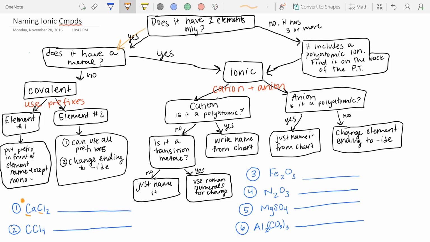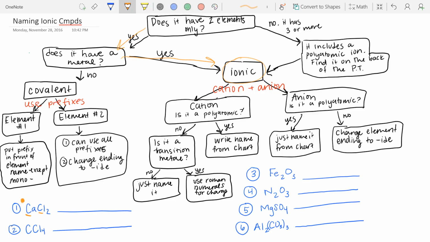So we're going to follow that over here. But the next question is, does it have a metal in it? So we need to decide, is calcium a metal? Now we know calcium is on the left side of the staircase, so the answer is yes, it does have a metal. So we're going to follow this arrow. That means it is ionic. Awesome, it's ionic. That means that it is not covalent.